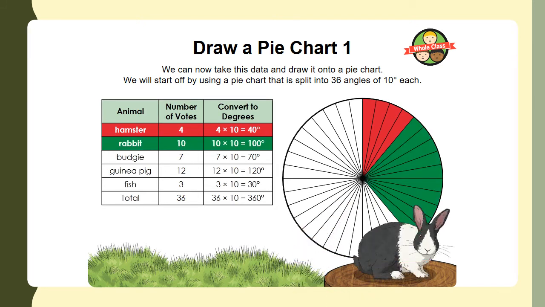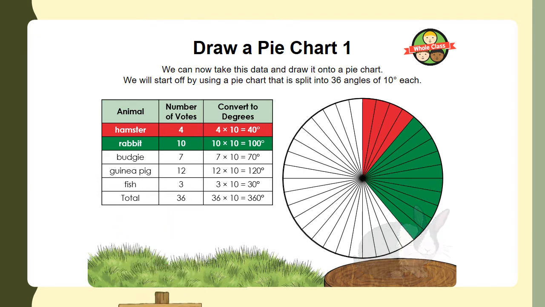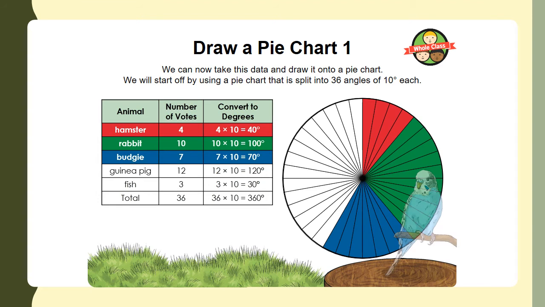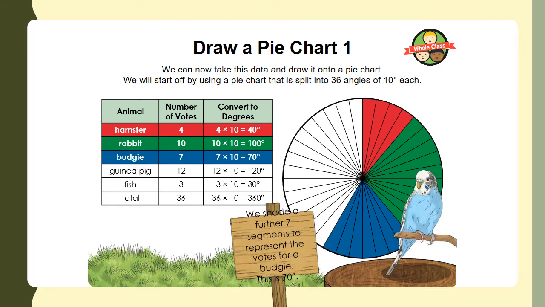Then we do the same with the rabbit. We need to shade 10 segments so that 100 degrees has been shaded. How many would I need to shade for the budgie? That's right, I'd need to shade 7 segments, because that's equal to 70 degrees. And I'll do the same for the guinea pig and the fish.